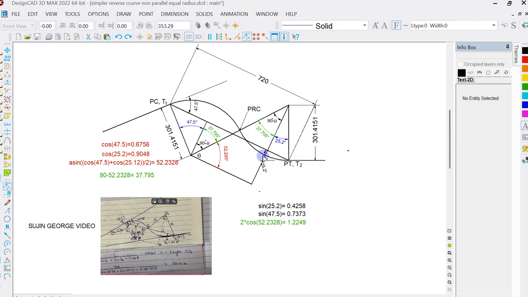Between two non-parallel lines, given the point of curvature, the PC, and the point of tangency, you calculate where the point of reverse curve is. With just the radius you can do that, because this is going to be perpendicular, so it's easy to locate, and then you swing your arcs till they intersect.